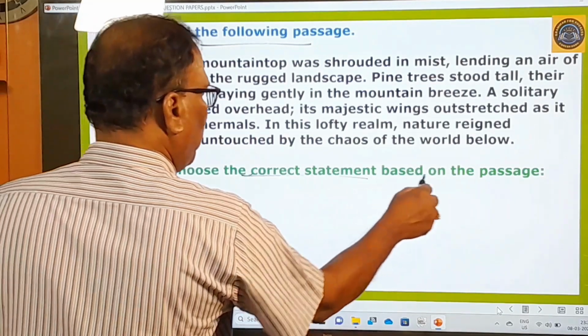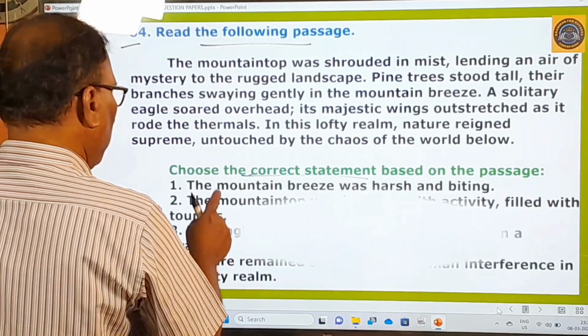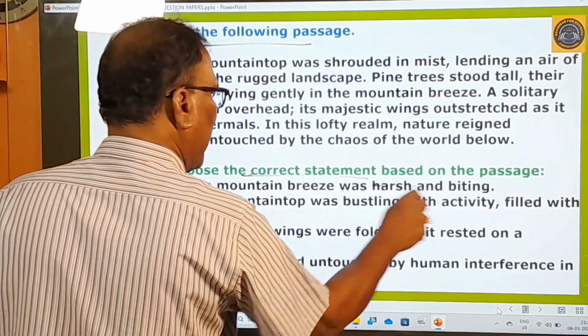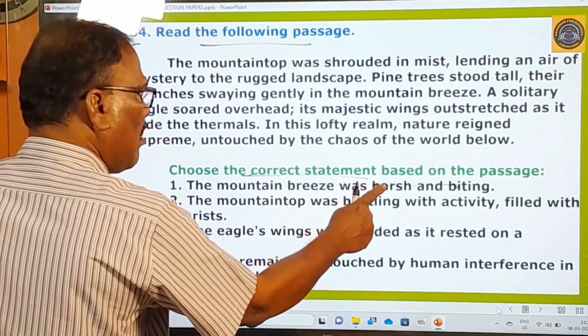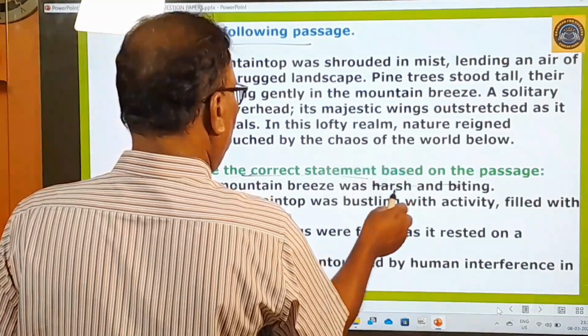Choose the correct statement based on the passage. The mountain breeze was harsh and biting. Was the mountain breeze harsh and biting? No, I don't think so. So it's not the right one.